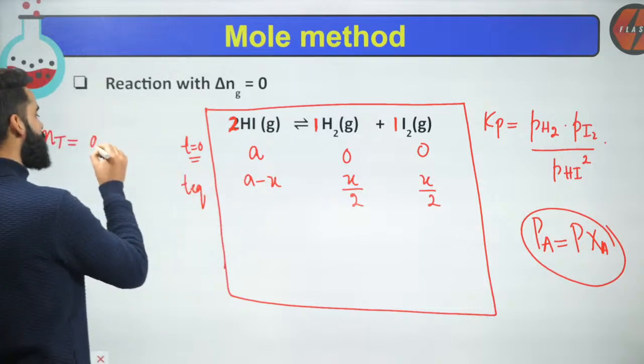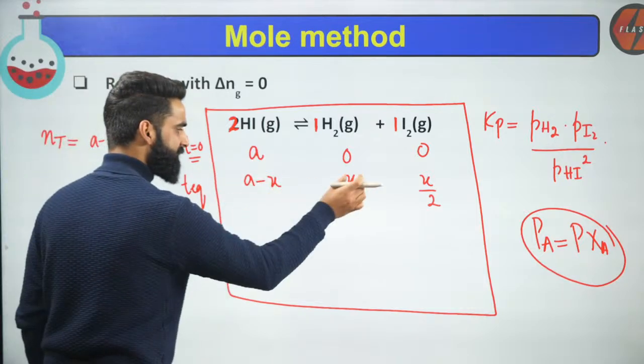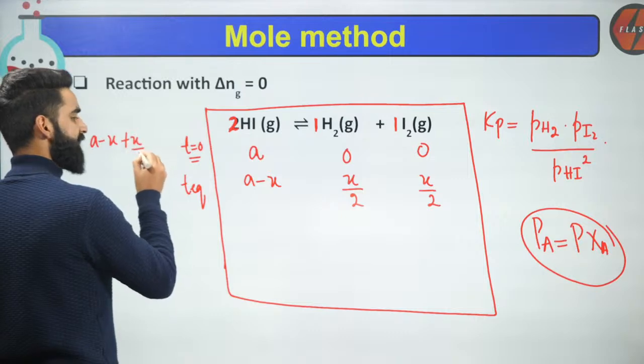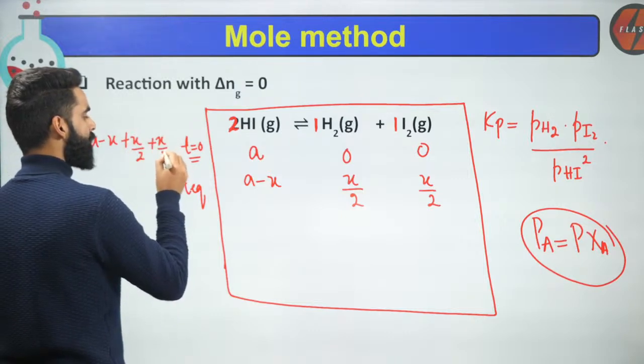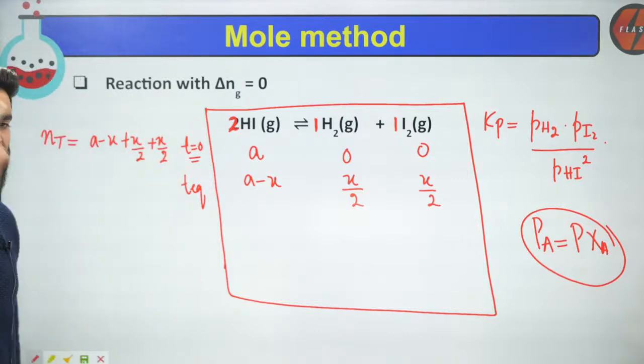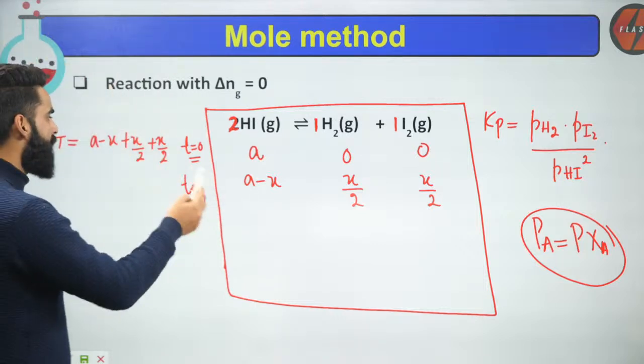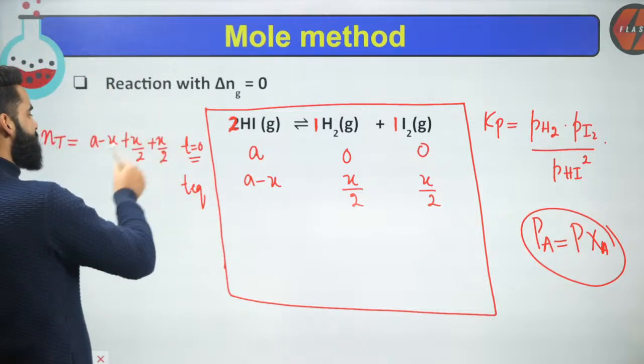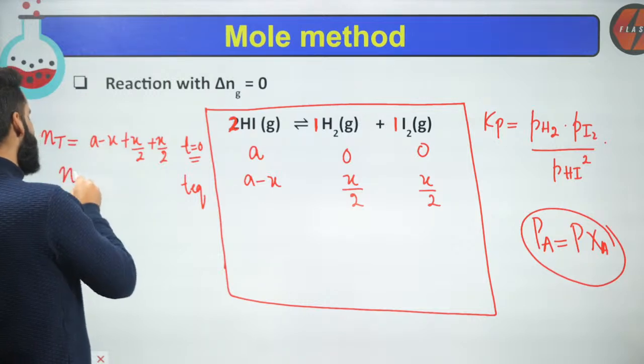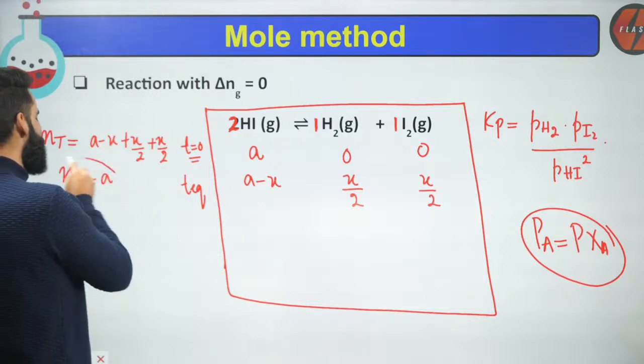Isn't it going to be A minus X plus X by 2 plus X by 2 plus X by 2, right? So at equilibrium, how many moles do I have? This X by 2 twice is X, and X gets cancelled. So at equilibrium, I have got a total of A moles in the container.